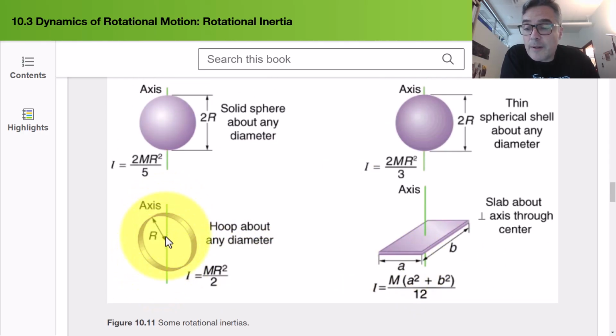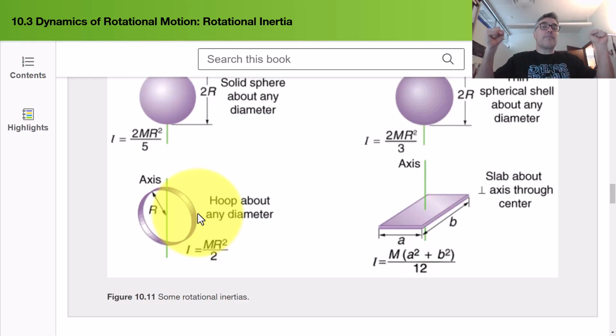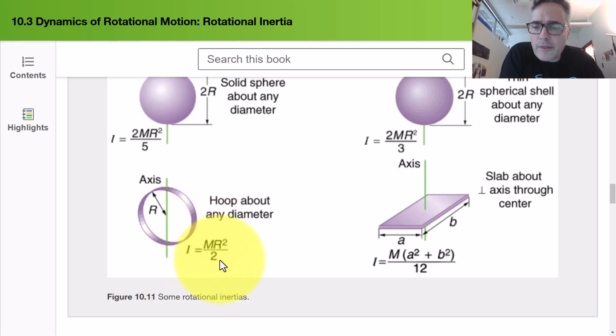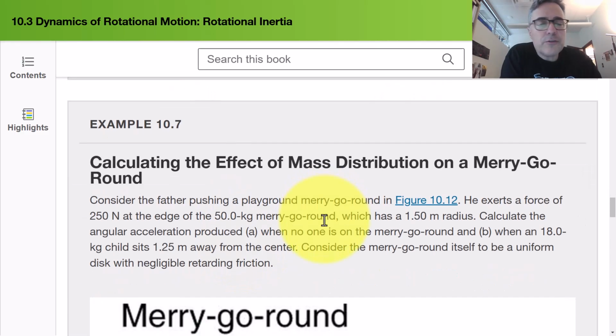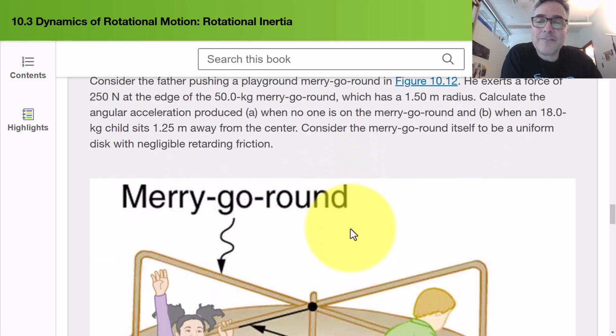You could even have a hoop, it depends on the axis, right? So hoop with the axis going through the center, it was mr squared. If you spin it around a vertical axis through it, you end up with a different rotational inertia, mr squared over 2. I guess it sort of makes sense, right? Because now more of the mass is located closer to the axis. The idea with all of these things is that the farther the mass is away from the axis, the larger the rotational inertia.